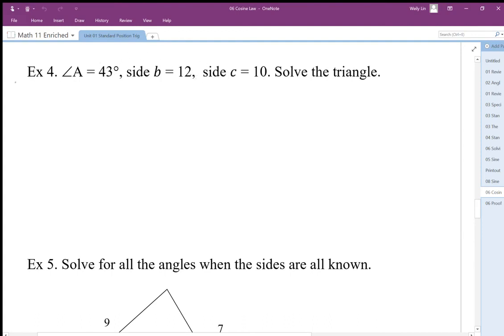So I'm just going to write that down again. Side, angle, side. If I sketch this diagram, it looks like this. 12, 43 degrees, maybe something like that. Okay, and then I've got my third side here that I have to solve for. So I'm going to call that side A, because that's going to go with angle A.